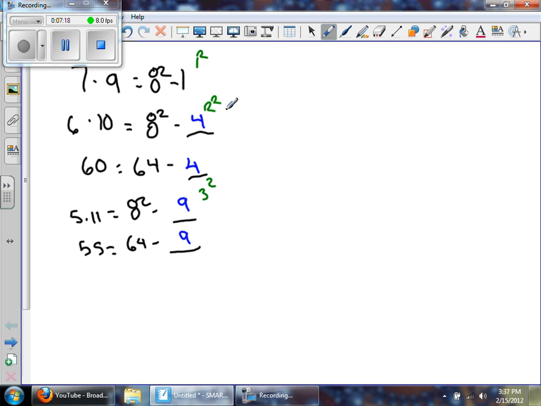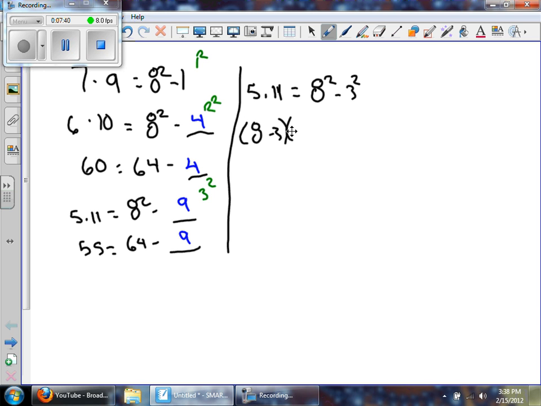If we apply, again, the difference of 2 squares in this last scenario here, 5 times 11 is equal to, we're saying, 8 squared minus 3 squared. Well, this makes sense because 5 is really 8 minus 3, and 11 is really 8 plus 3. And if we use the difference of 2 squares here, well, this factors to 8 minus 3 times 8 plus 3. So I find that a very interesting property.